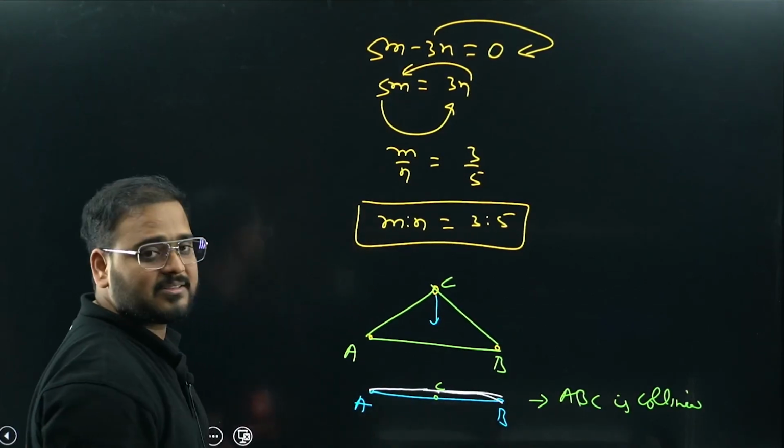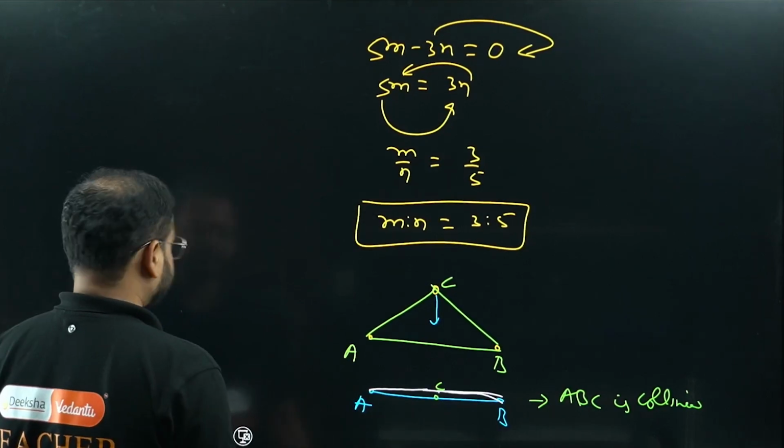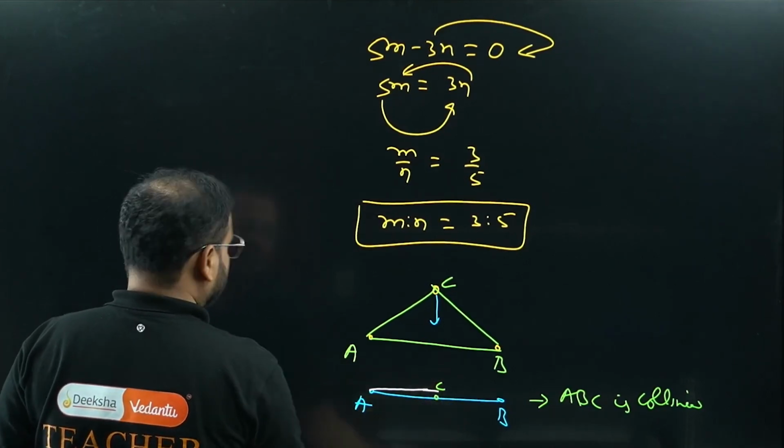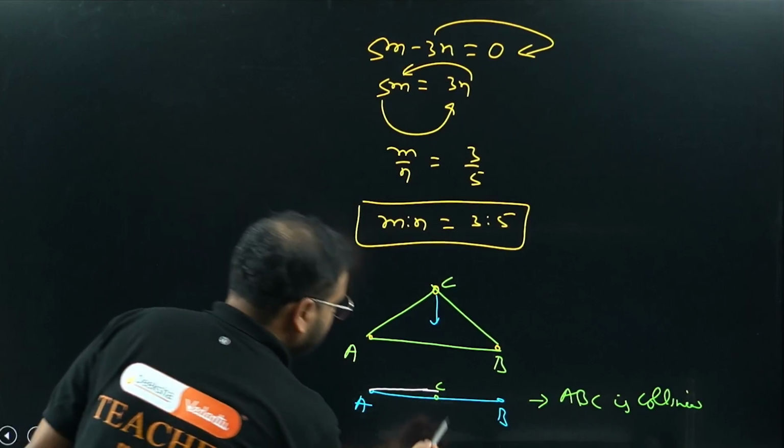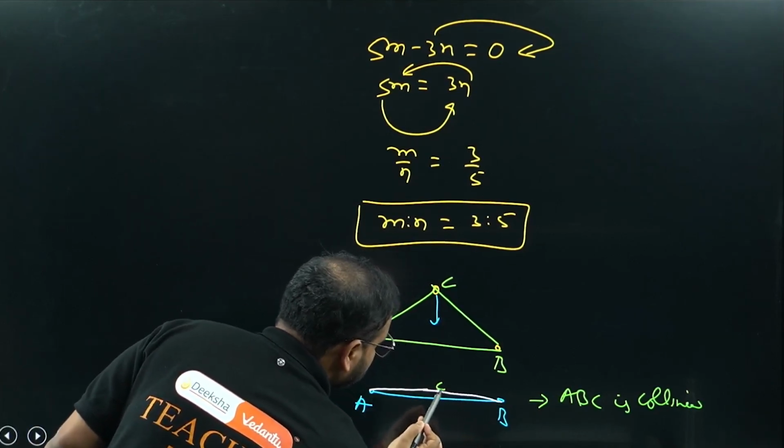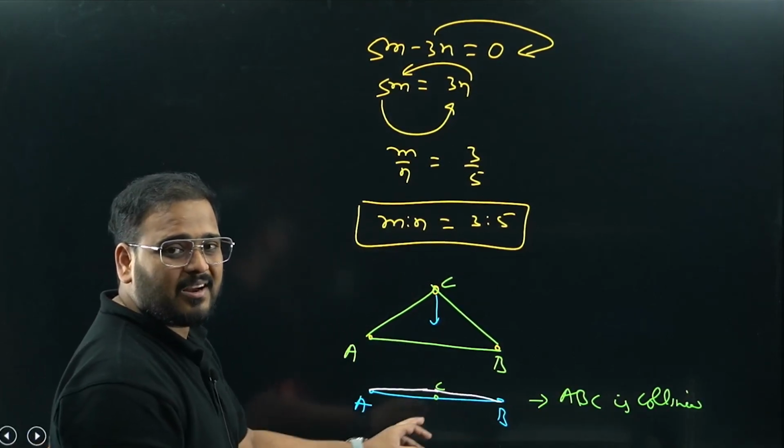It will form a triangle like this. Correct, now? It's not looking like a triangle, sir. I'll try to make a triangle out of it. It'll look like a triangle like this now. Right before this, an obtuse angle triangle.